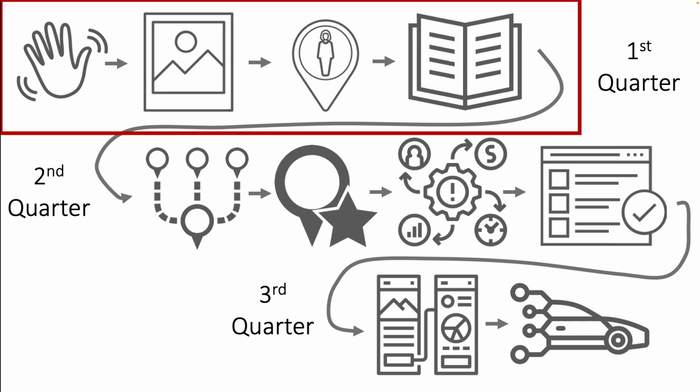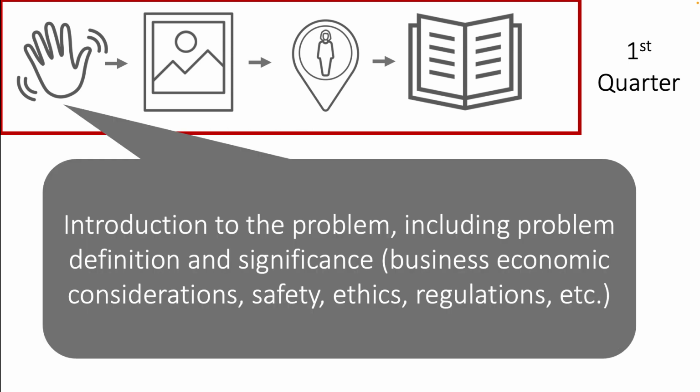So in the first quarter, what we're going to be looking at is these four elements. First, we're going to look at the introduction to the problem, which includes the problem definition, which takes a lot of time to think through what is a good problem definition. And then the significance related to the business and economic considerations, like why would you do this at all?